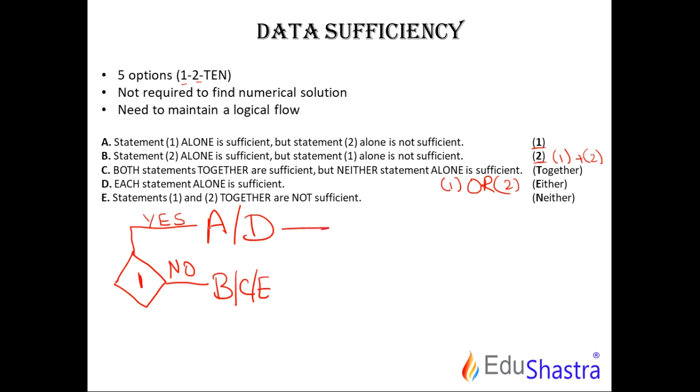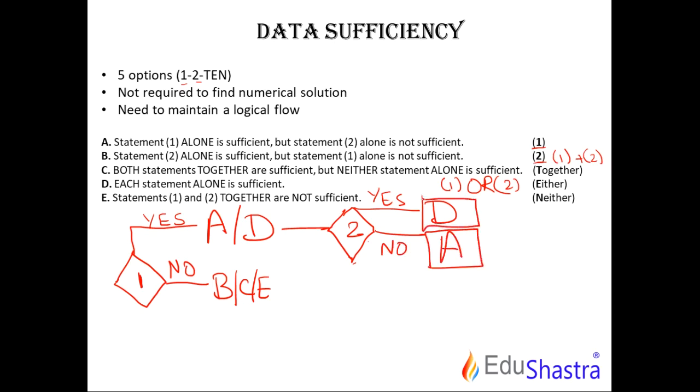If your answer was yes for statement 1, then you will decide individually for statement 2. If you have a yes, then your final answer will be D, because both individually are sufficient. If you have a no from here, then your final answer is A. So these are your final answers. So that completes this logical flow. However, if you had a no from statement 1, then you can have either B or C or E. So let's see how that will further be broken down.